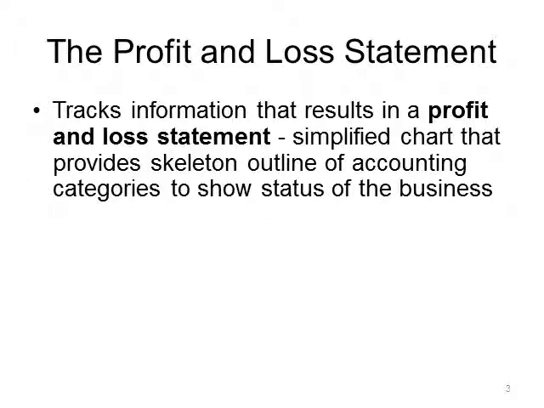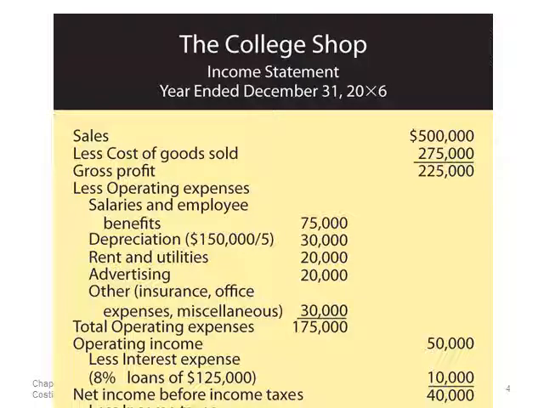The profit and loss statement tracks information that results in a profit and loss statement. It's a simplified chart that provides a skeleton outline of accounting categories to show status of the business. So here's an example of a profit and loss statement. The company is the College Shop. And they've got up here their total sales, less cost of goods sold, gross profit, and then all the other operating expenses. So this is just one example of how an income statement or a profit statement would look.